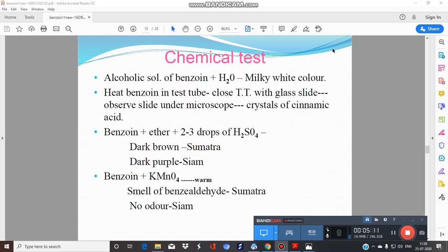There are important identification tests of benzoin that distinguish between Sumatra and Sham. Benzoin plus ether plus 2 to 3 drops of sulfuric acid: if it gives a dark brown color, that is Sumatra benzoin; if it gives a dark purple color, this is the Sham one. Second, this is important, benzoin plus potassium permanganate solution. If you warm it, it gives a smell of benzaldehyde, which is Sumatra. If it gives no odor, that means Sham benzoin.